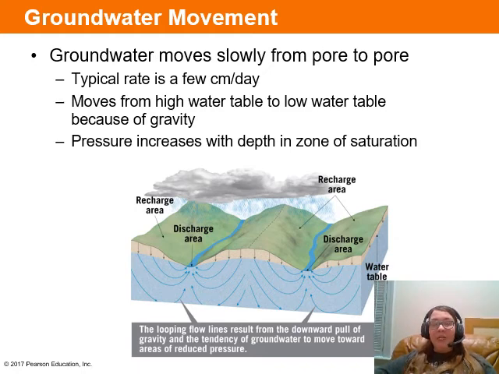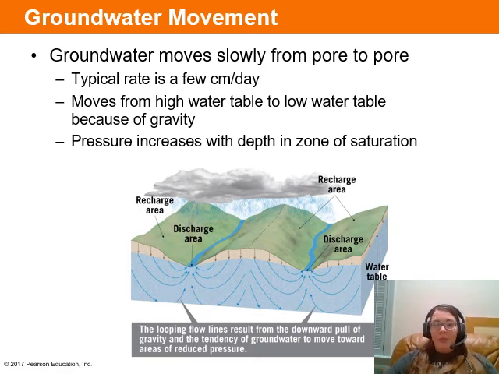But groundwater is going to move much more slowly than, say, a river does. Rivers are moving likely miles, if not just feet per day. But when we look at groundwater, it moves incredibly slowly. We're talking about maybe a few centimeters per day, but it still flows.